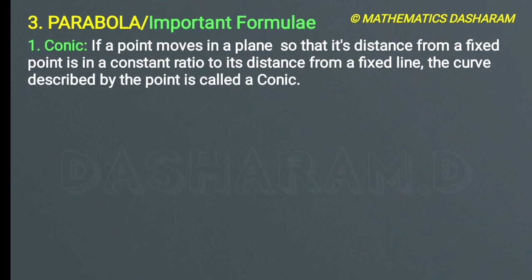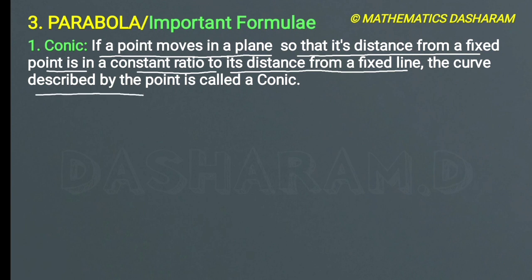So the first point is: if a point moves in a plane so that its distance from a fixed point is in a constant ratio to its distance from a fixed line, then the curve described by the point is called a conic.